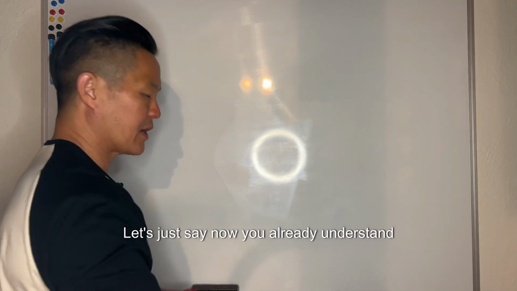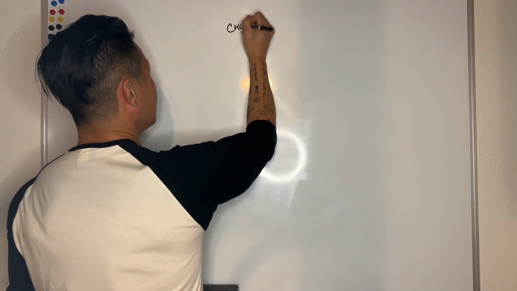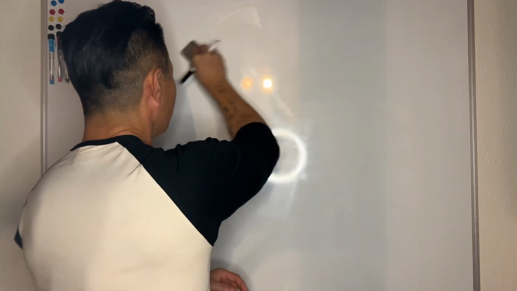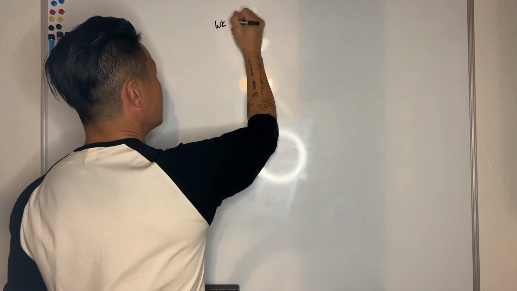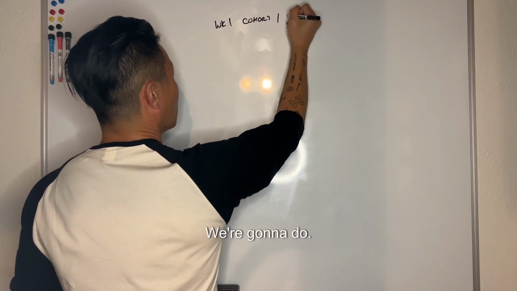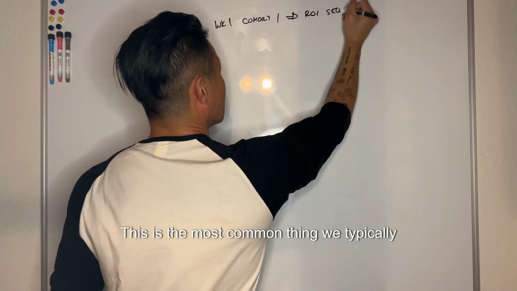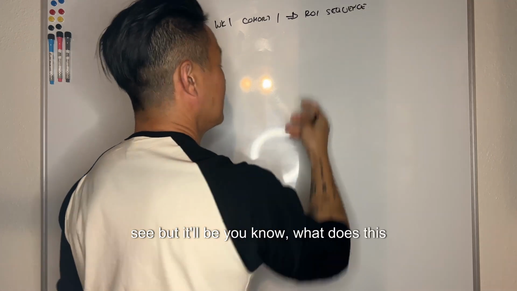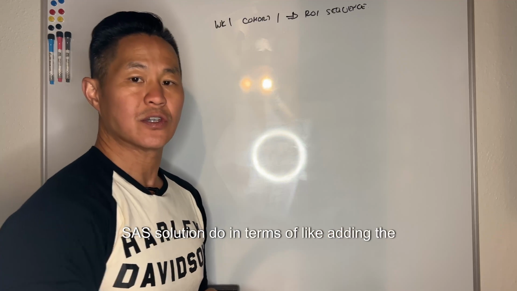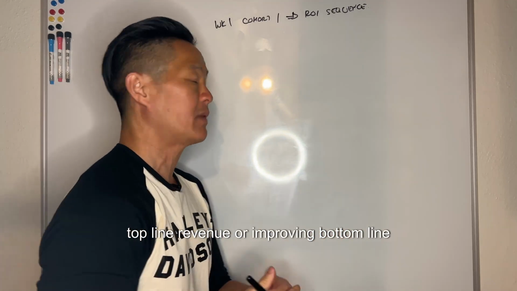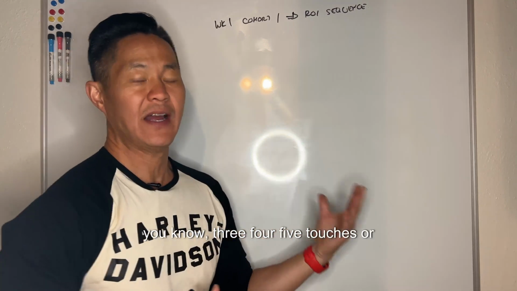Let's just say now you already understand the way that you're going to break up your database, and say in cohort 1 in this week 1, cohort 1, we're going to do an ROI sequence, okay? This is the most common thing we typically see, but it'll be what does this SaaS solution do in terms of adding to top line revenue or improving bottom line margins somehow? And then you're gonna do 3, 4, 5 touches or whatever.